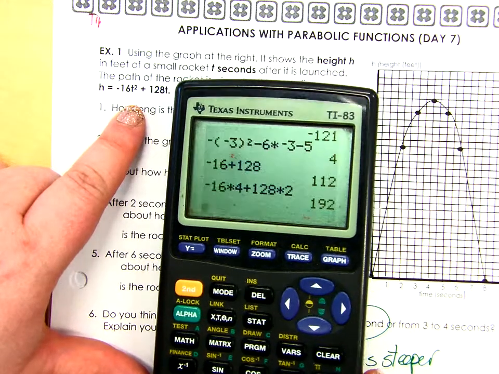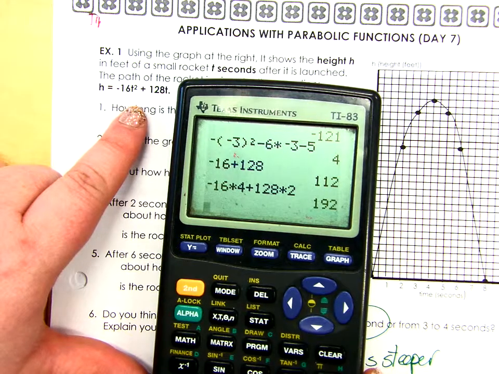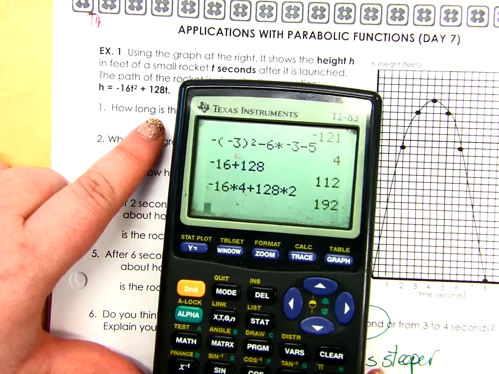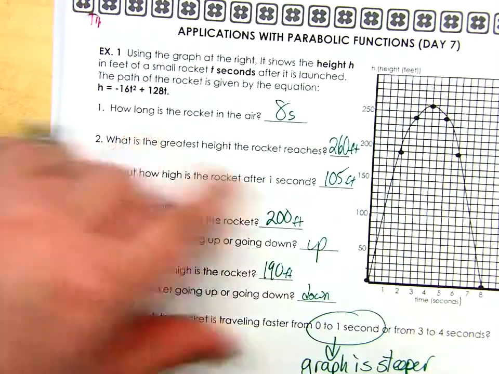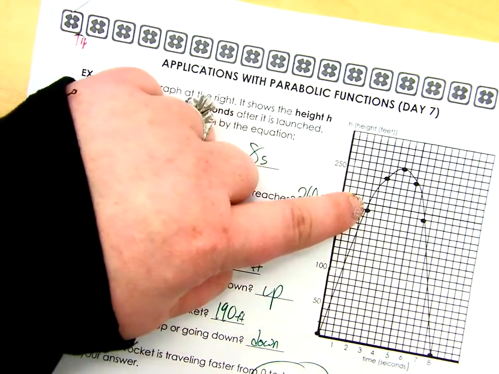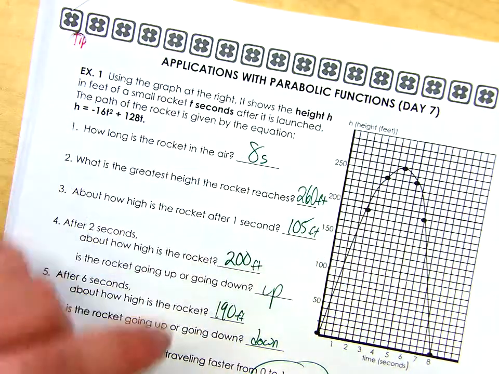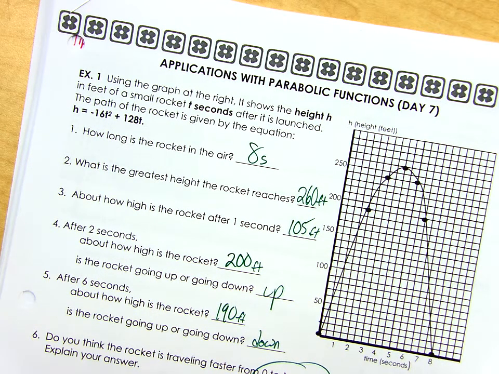Notice when I did it by approximating, my answer was 190, so I'm expecting a number gosh darn close to 190. So 192, reasonable. From the graph, if you look at 2 seconds, we had approximated it to be at about 190. Oh no, we approximated it to be at 200, sorry, at 2 seconds. At 6 seconds, we thought it was 190.